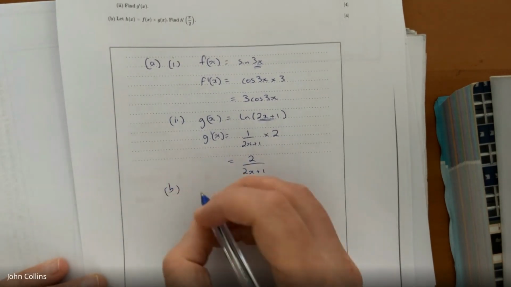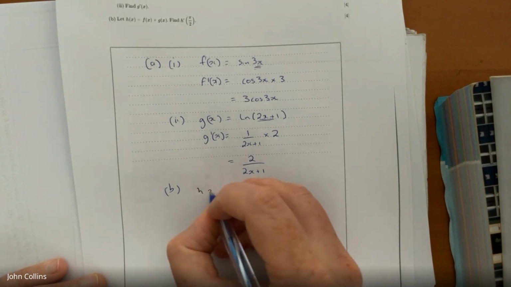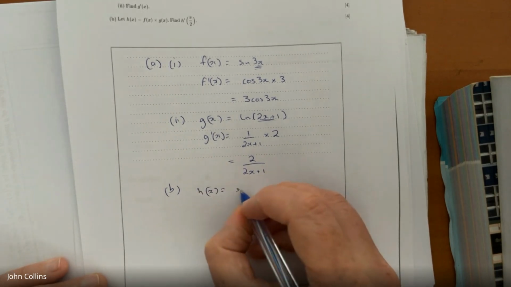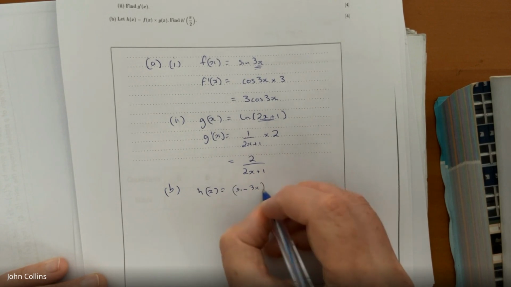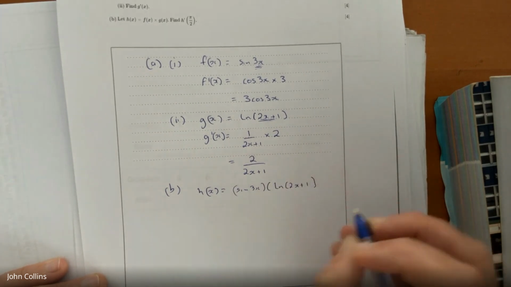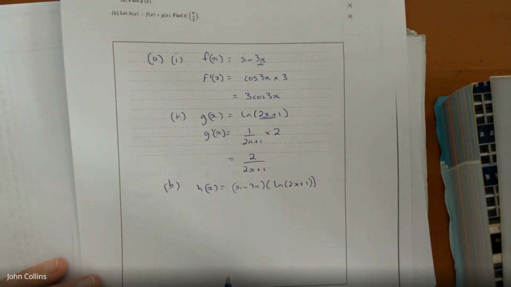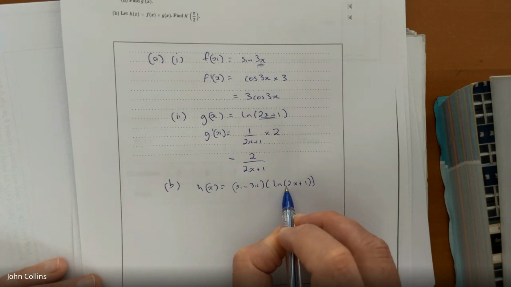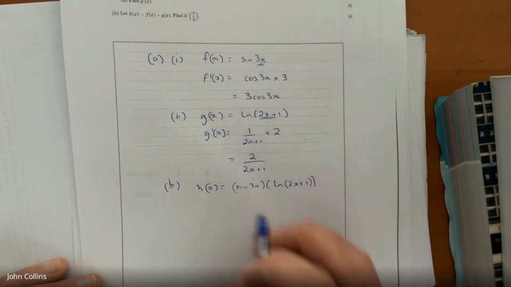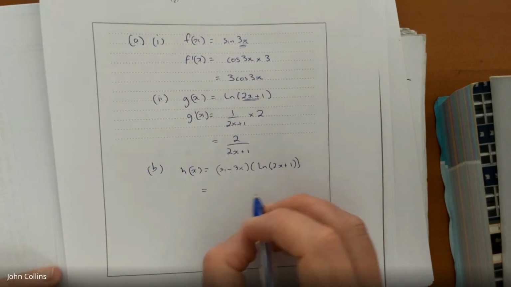Part B then says h of x is f of x times g of x. So h of x is the f of x function, sine 3x, times this one. And they want to find the derivative of this function with pi over 2 subbed in. Now this is a function times a function, so it is product rule. And how do we do product rule? Well, the first by the derivative of the second plus the second by the derivative of the first.